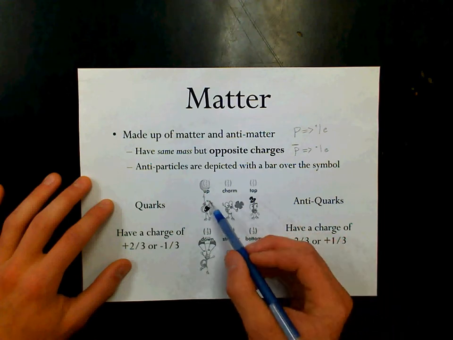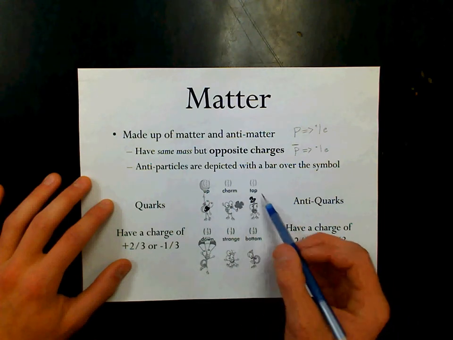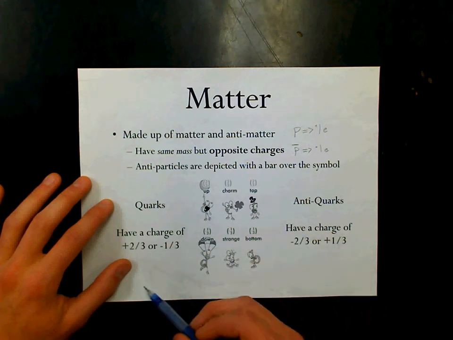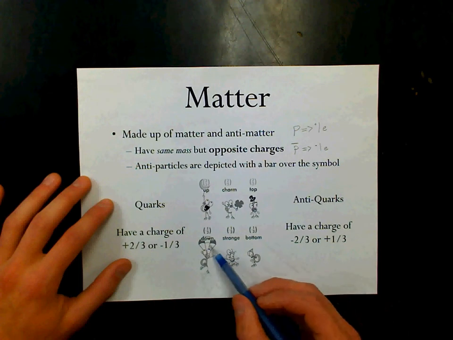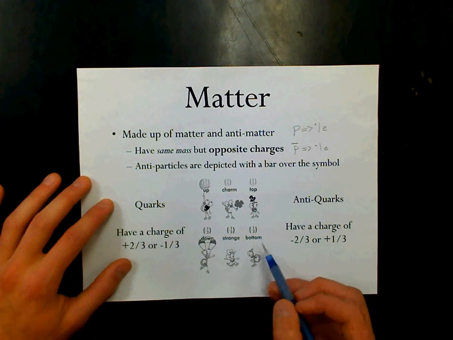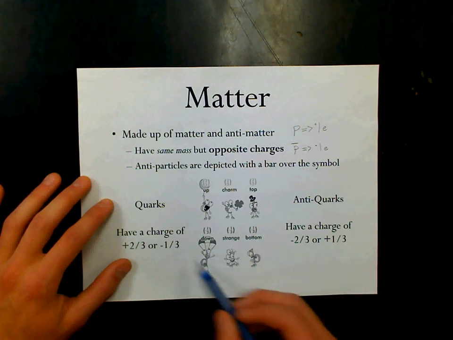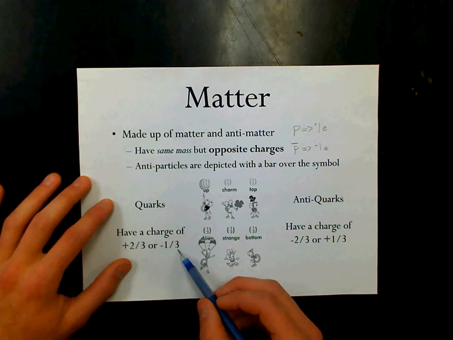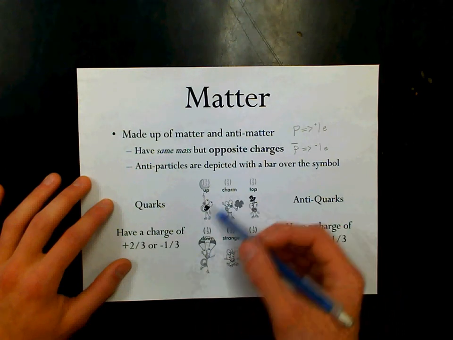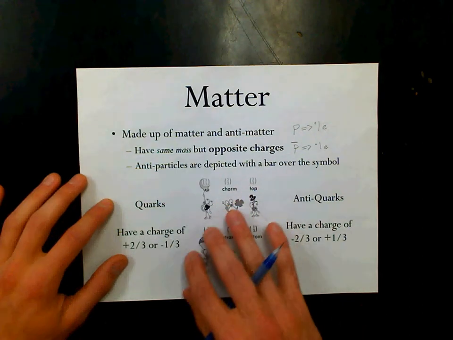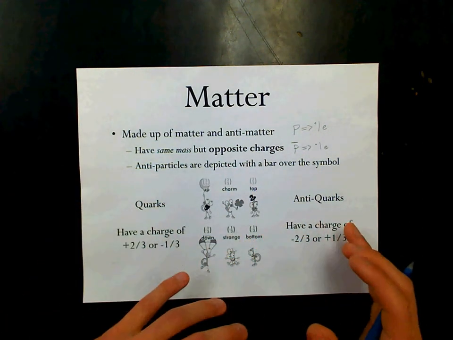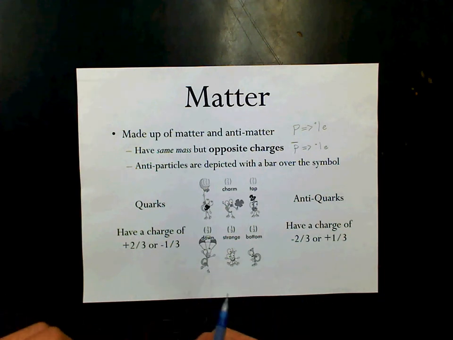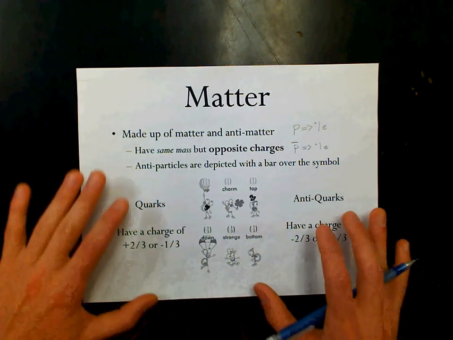They can either have up, charm, and top, which all have a charge of +2/3. And then we have down, strange, and bottom, which all have a charge of -1/3. So the combination of 3 of these will produce a charge that's maybe +1, maybe -1, maybe 0, and we'll see those combinations in a bit.